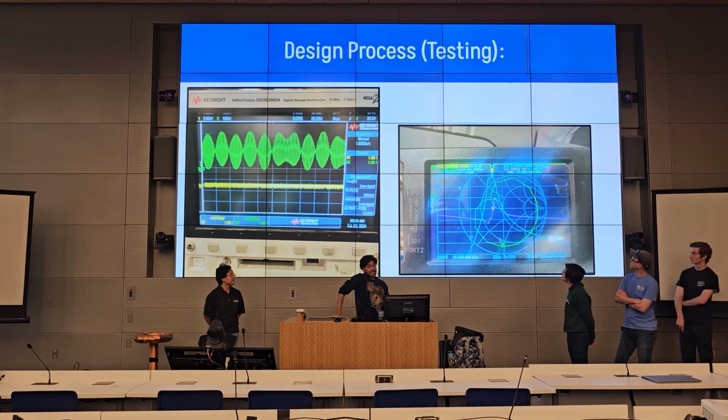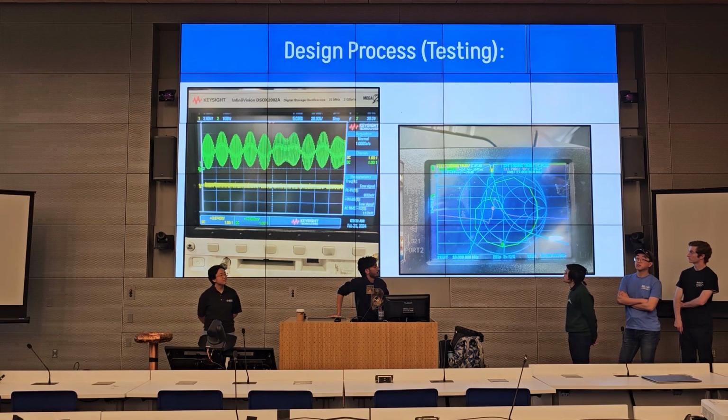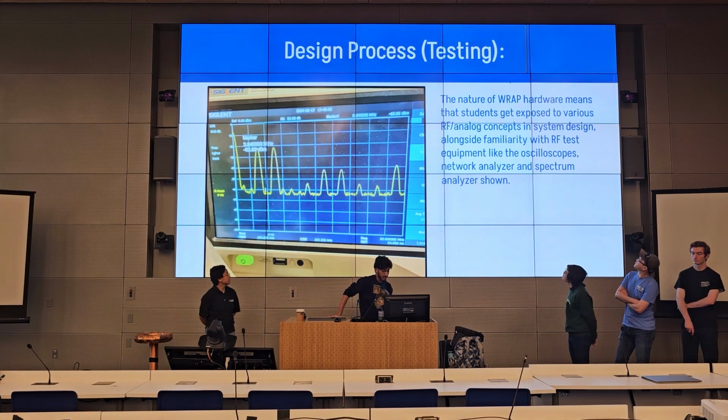We make something, we have to test it out somehow. And how do we test it? We have instruments that do so. So understanding how to use the instruments is something that we will explore in RAP. So pretty cool. And another part of testing, this here is retesting a mixer on the spectrum analyzer.